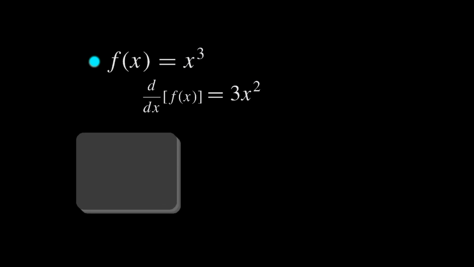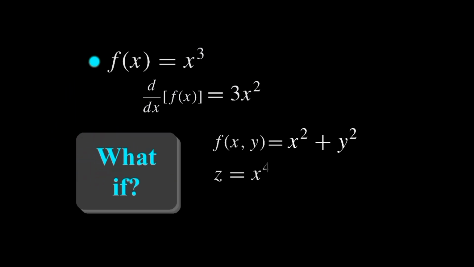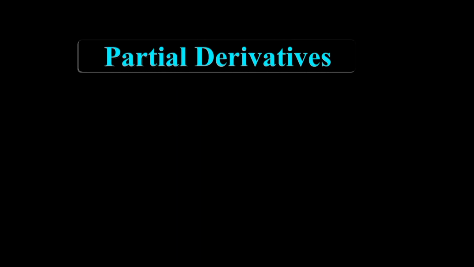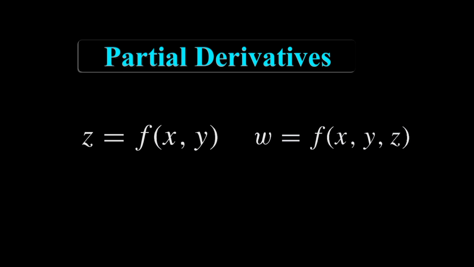But what if we have more than one variable, like the function seen here, or this one, or even a function with 3 variables like this? We need to find similar mechanisms, like we did in here, to find the rate of change of these functions. And that's where partial derivative comes in. The idea in here is to find the derivative of these functions with respect to only one variable, while holding the other variable as constant.